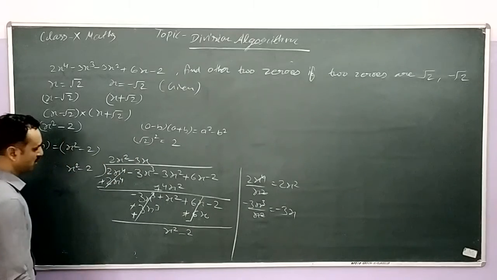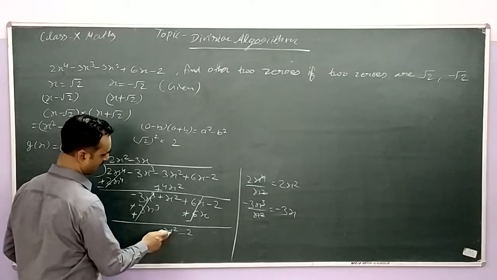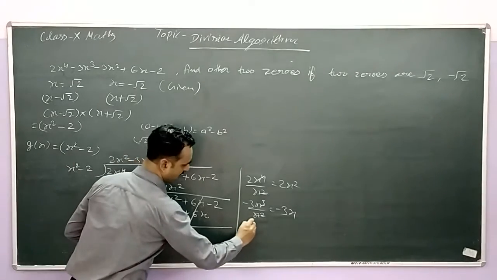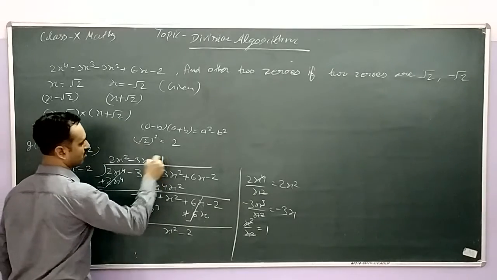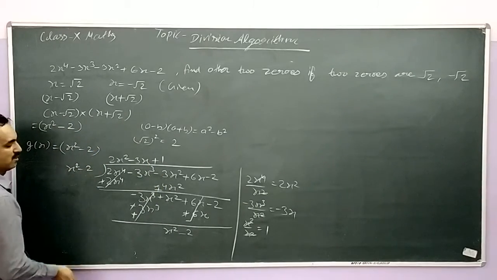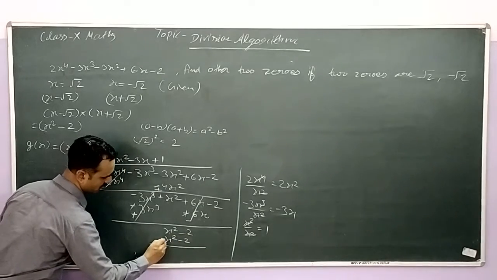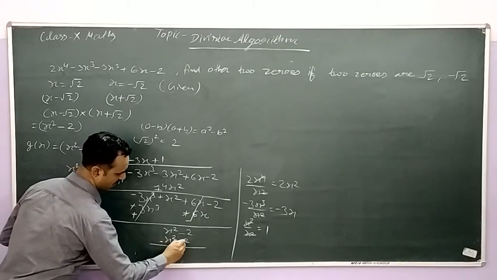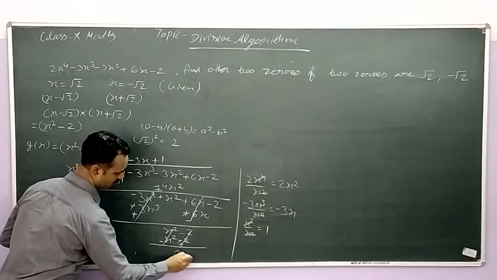So you got x square minus 2, and here is x square minus 2. If you see here x square and x square, let's say x square divided by x square, you will get 1. So you write here plus 1. Now 1 multiplied by x square minus 2, same, so you will write the same here. Now sign change: this is positive, so minus, negative, plus. Opposite signs cancel out, minus 2 plus 2 cancel out, 0.